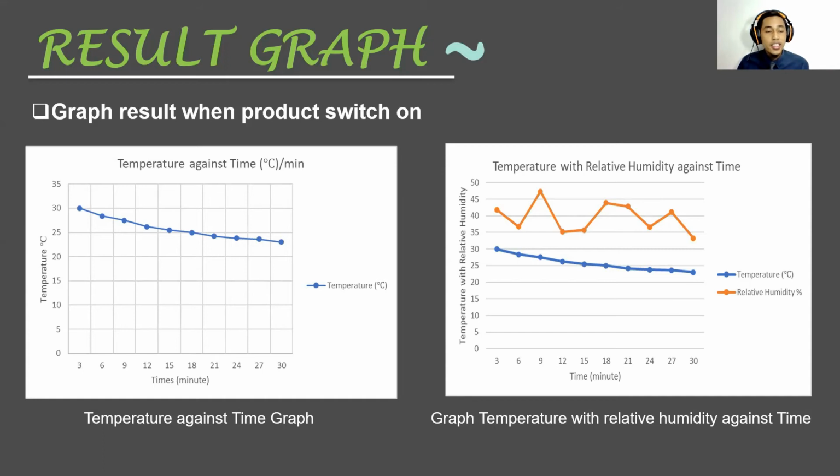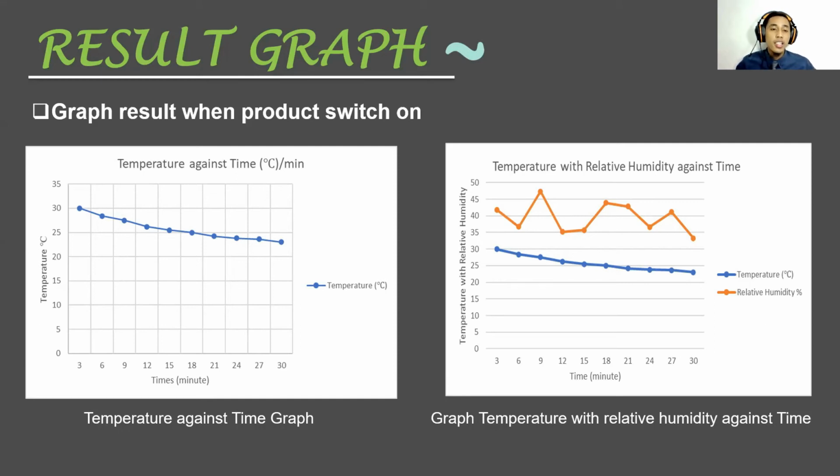At the end of the 30 minutes, the result achieved 23 degrees Celsius for temperature, and the result for relative humidity at the end of 30 minutes is 33.3%. Okay, we can see that the result of temperature is decreasing against time.